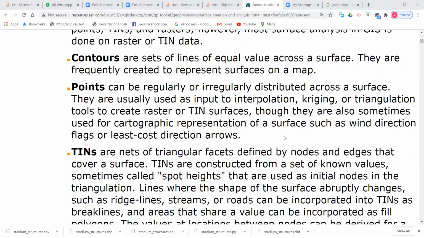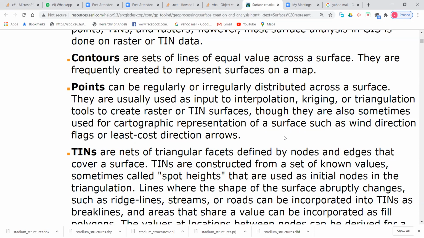So we can use the spot height to create a new surface, through interpolation or through what we call kriging. I'm not talking about kriging here; in another lecture we'll talk about that. Triangulation tools create raster or TIN surfaces. Raster surfaces are actually made up of squares. Every square contains a value, and the value could be height, or temperature, or whatever else.